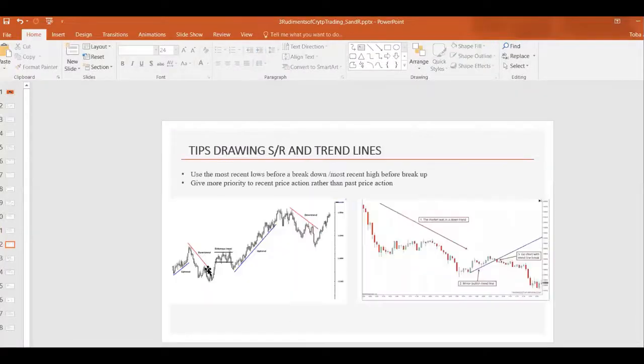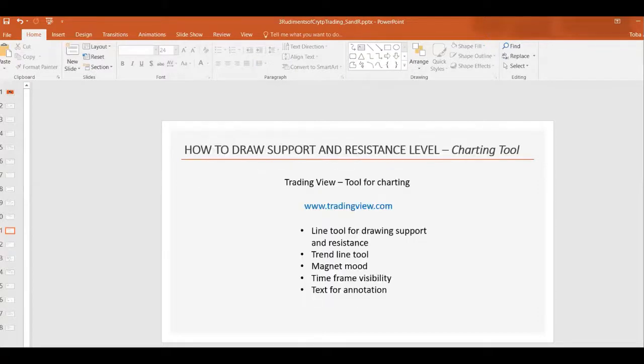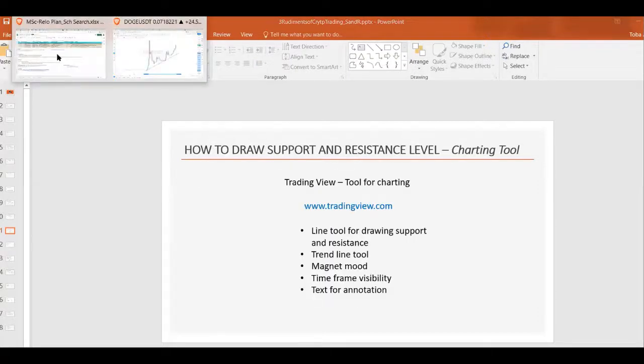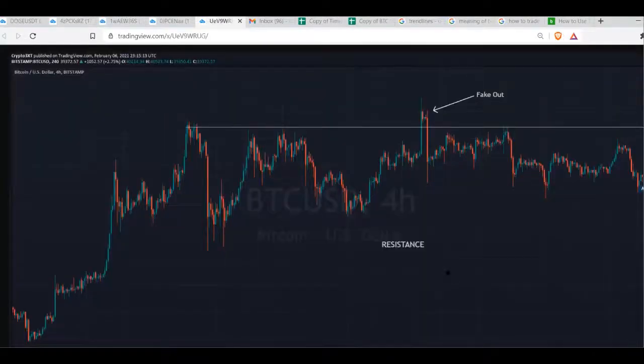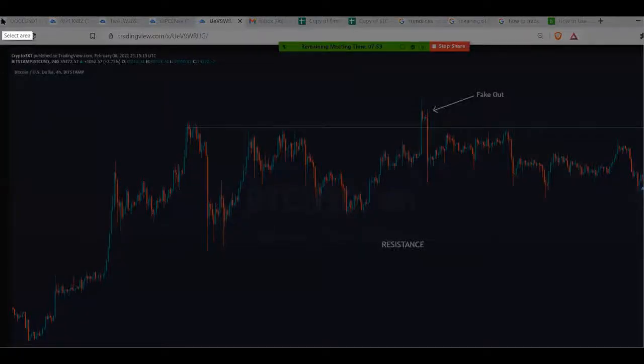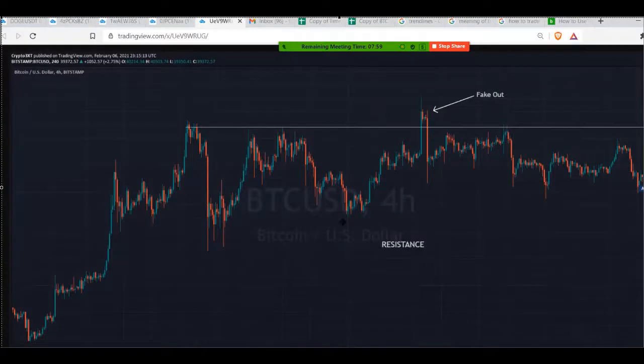So, how to draw support and resistance lines. I have some charts already that we'll just go to, to pre-draw them and save time. All right, so these are the charts. It's obvious this is a resistance line. I took it from here, and it went across. So we can see how it reacted.